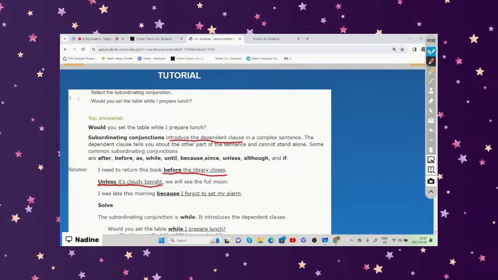I was late this morning because I forgot to set my alarm. So because is our subordinating conjunction, and because I forgot to set my alarm is the dependent clause.